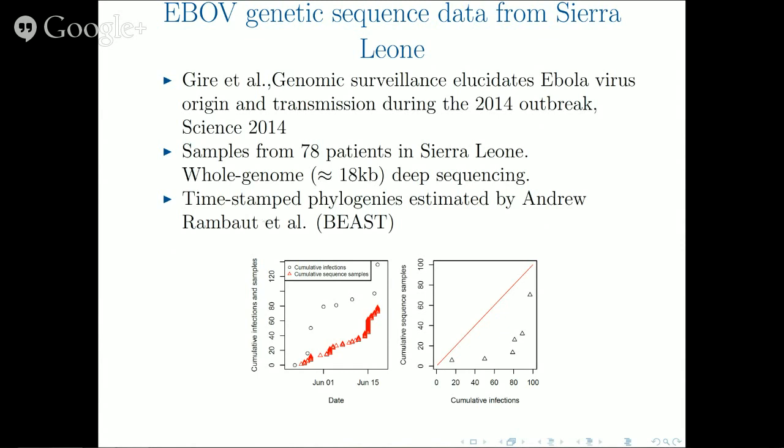This figure shows how the samples were collected through time. So the sampling is quite far from random, actually. The black points show the cumulative cases reported by WHO, and the red triangles show the samples. So it looks like the team in charge of collecting the samples collected them at a constant rate through time, and then there's a big surge at the end.